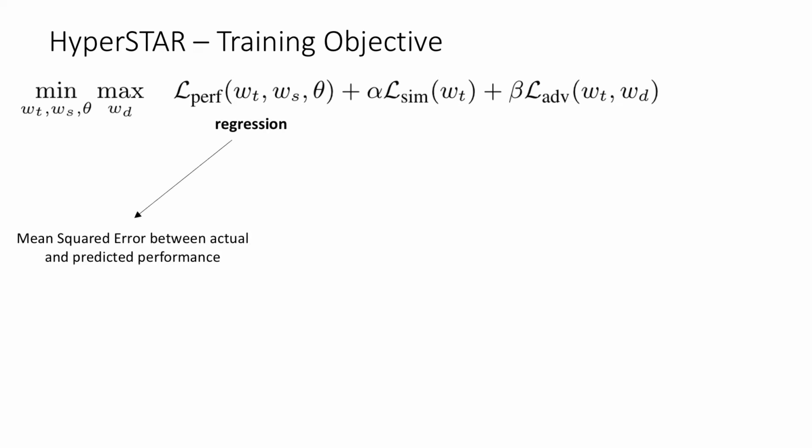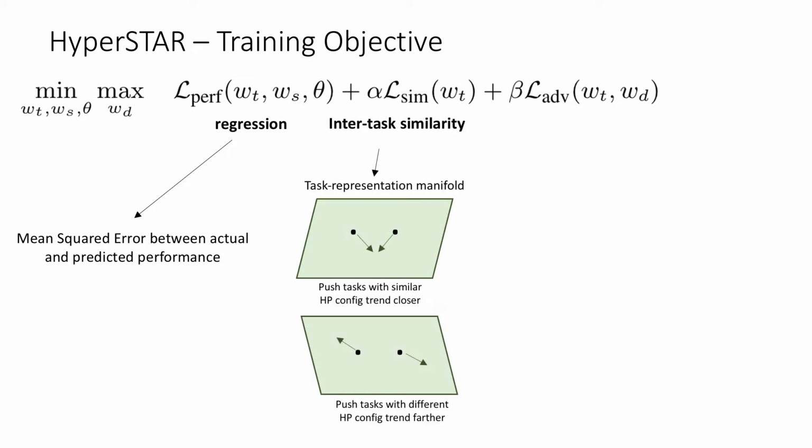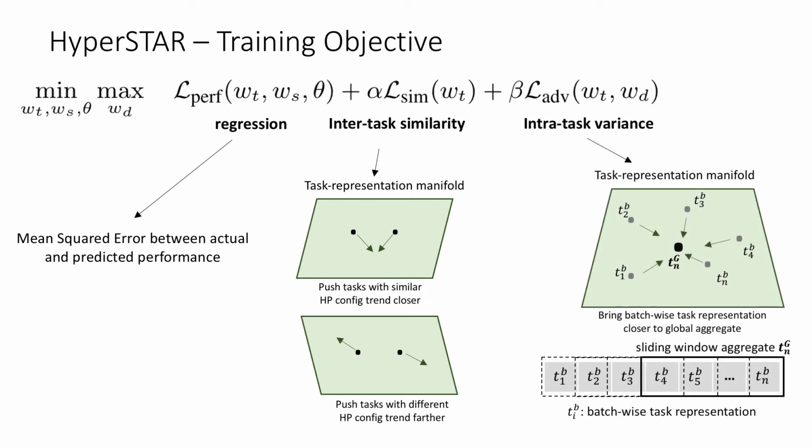The first is the performance regression that computes the mean squared error between the predicted and actual performance. The second is the inter-task similarity regularization. It uses cosine similarity to push tasks with similar configuration trend closer and tasks with different configuration trend farther in the task representation manifold. The last one is the intra-task variance regularization. Since we operate at batch level, we introduce an adversarial loss to bring the batch-wise task representations closer to a global task representation computed as an aggregate over a sliding window of batch representations.